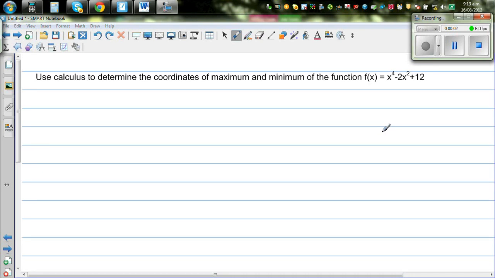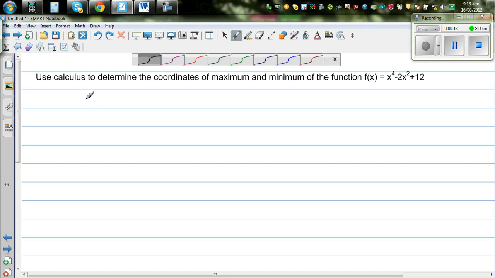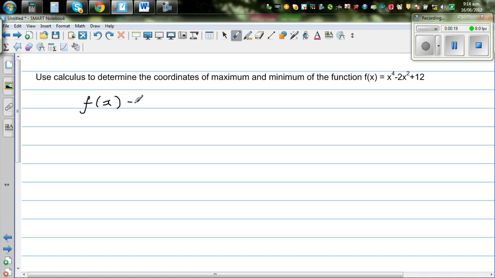Use calculus to determine the coordinates of the maximum and minimum of the function f of x is x to the power 4 minus 2x squared plus 12. So here you have a function f of x which is equal to x to the power 4 minus 2x squared plus 12.